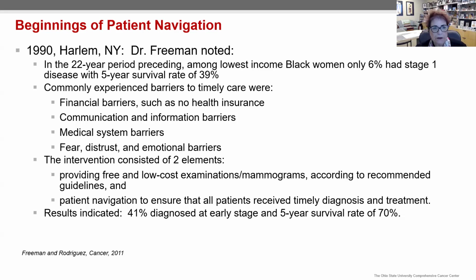The commonly experienced barriers to getting timely care were financial, such as no health insurance, communication and information barriers, fear, distrust, and emotional barriers. So they instituted an intervention that consisted of 2 elements. They provided free or low-cost examinations of mammograms according to guidelines, and then they provided patient navigation to ensure that all patients received a timely diagnosis and then treatment.